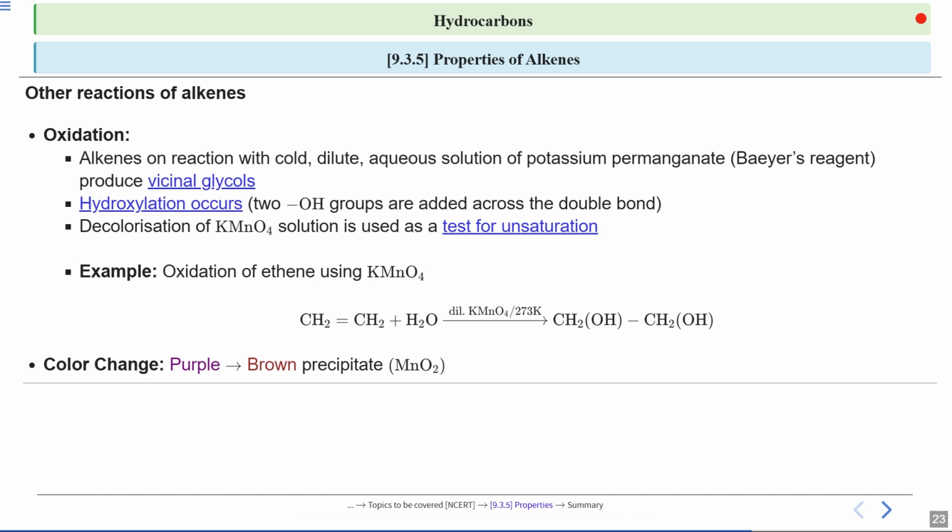What will happen during this reaction? Of course, a color change will occur. Basically, the purple color of potassium permanganate will be converted to a brown precipitate of MnO2. So, KMnO4 is getting reduced because it is oxidizing the alkene to glycol.